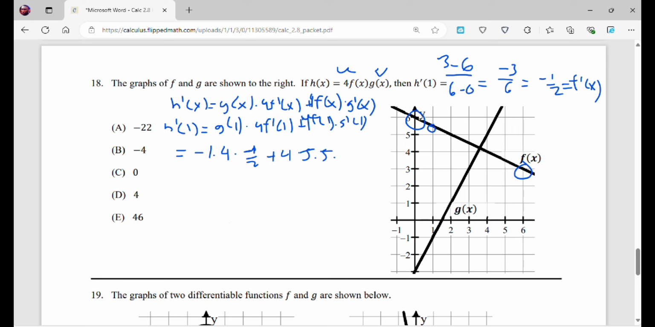So we have to find the average rate of change again, this time of g. So I'm going to use this point and this point. y2 minus y1, right? So minus -1 over 3 minus 1. 3 minus -1 is 4. 3 minus 1 is 2. So g prime of x is 2.